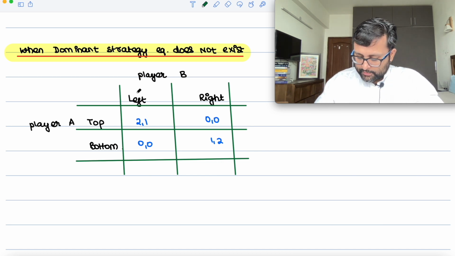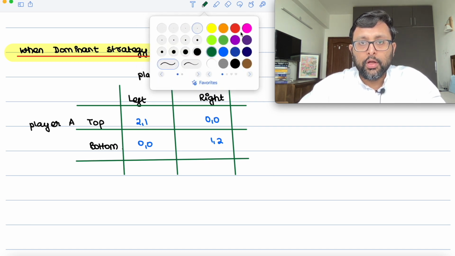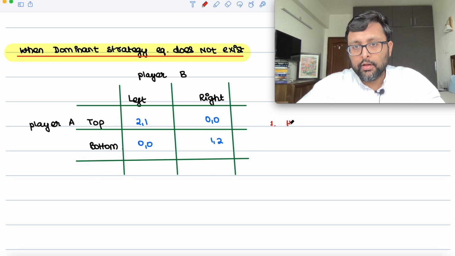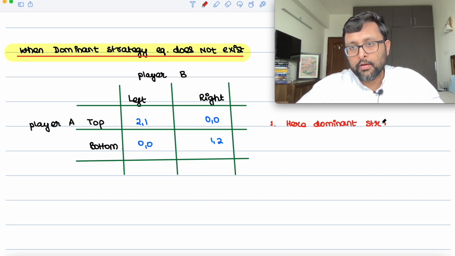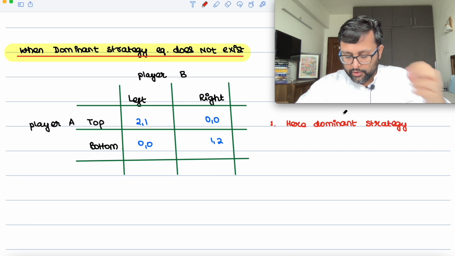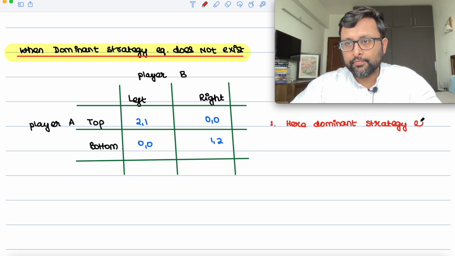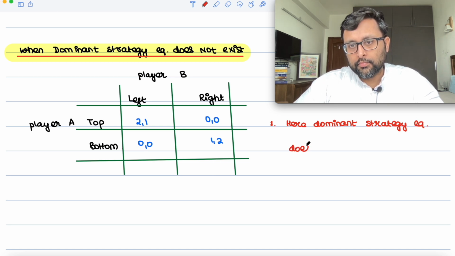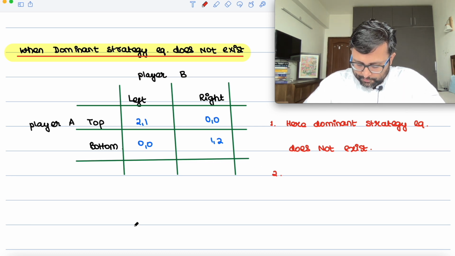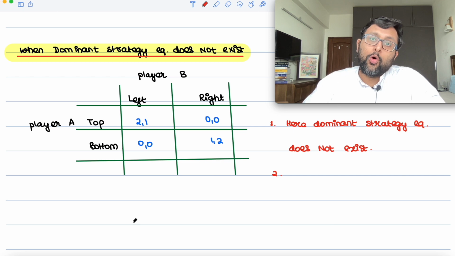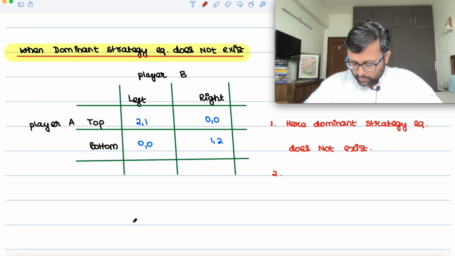So please write a few points. First thing, here a dominant strategy equilibrium does not exist. Second thing, rather than A's choice being optimal for all choices of B, we can put a weaker condition that A's choice be optimal for the optimal choice of B.